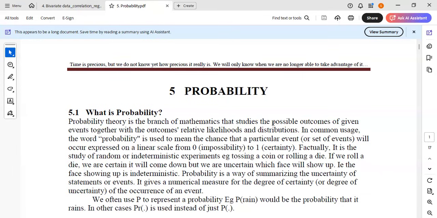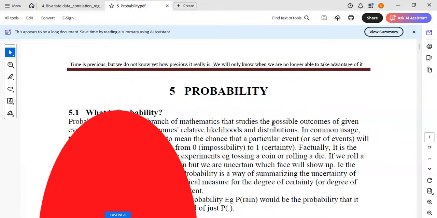So it is a study of random or indeterministic experiments. Say, for example, if you toss a coin or if you roll a die. So what is the chance, if it is a coin, what is the chance?